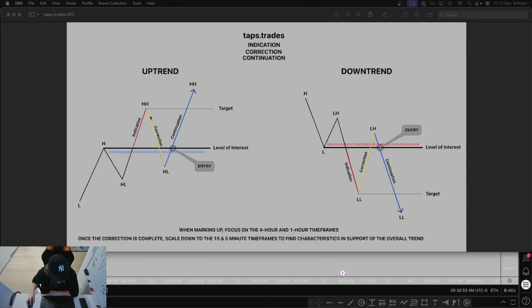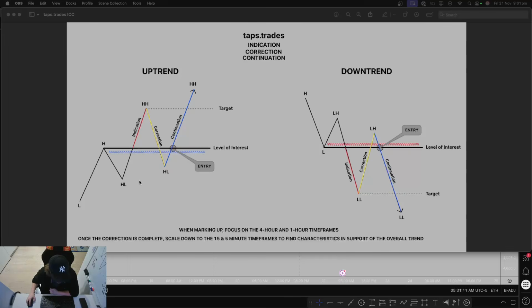Now, the second phase that plays out is the correction phase. Price comes back below our level of interest, coming back below this high. It creates another higher low, so it's higher than the previous low. So that's the second phase.